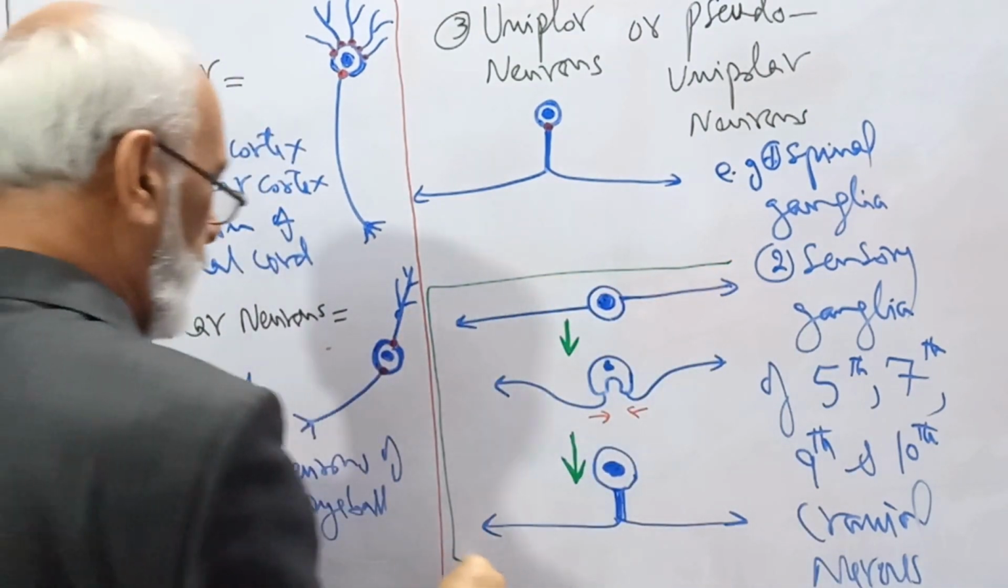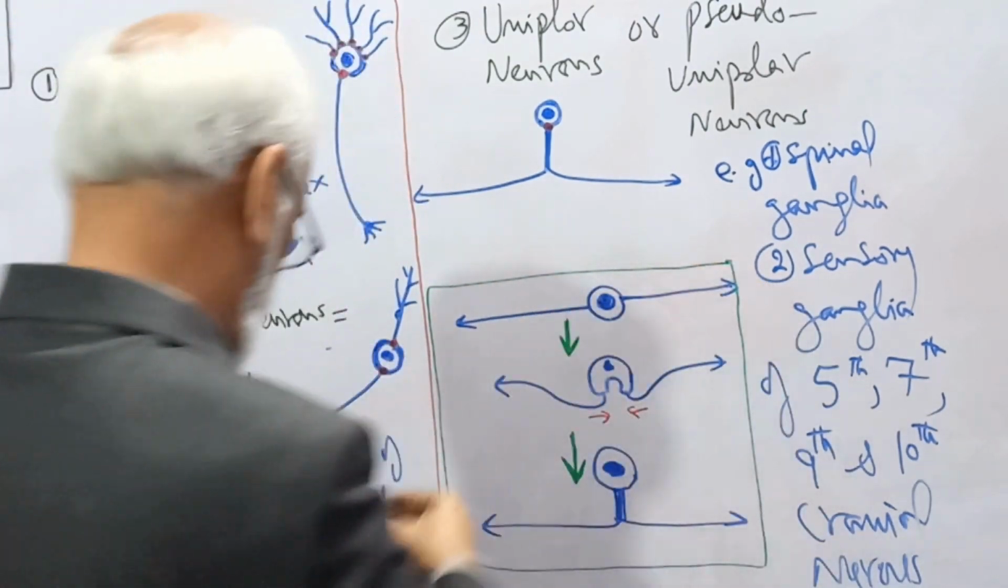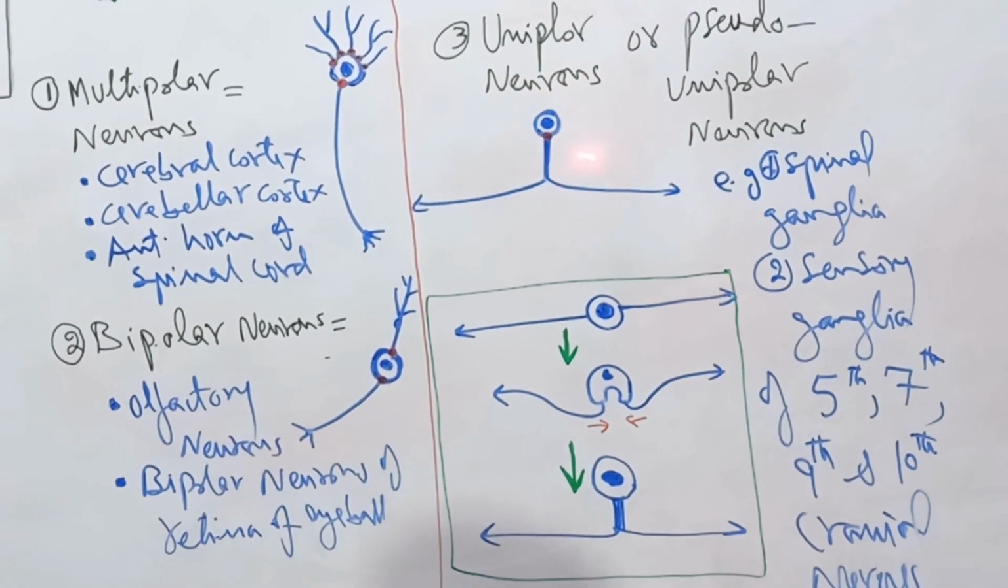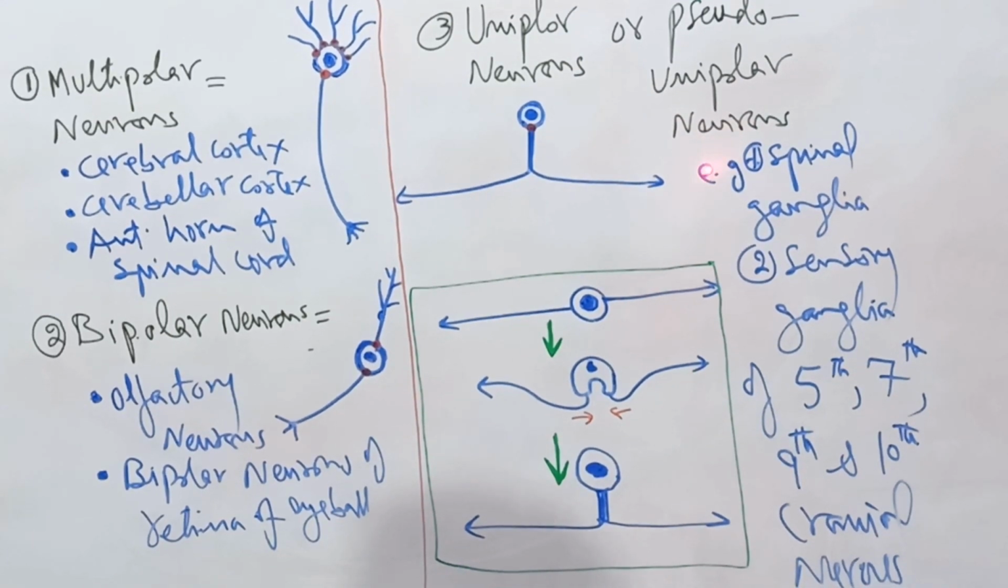This diagram just shows the development process. Ultimately, this is the actual structure of the unipolar or pseudo-unipolar neuron. These are found in spinal ganglia, the ganglia associated with the dorsal root of the spinal nerve. Then the sensory ganglia of the 5th, 7th, 9th, and 10th cranial nerves. These ganglia have unipolar or pseudo-unipolar neurons.